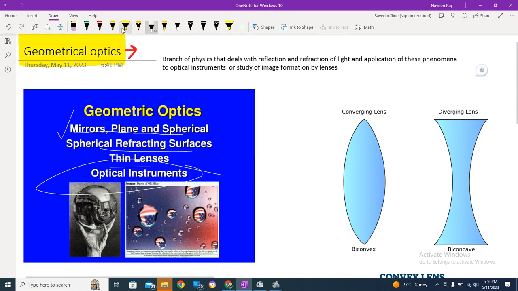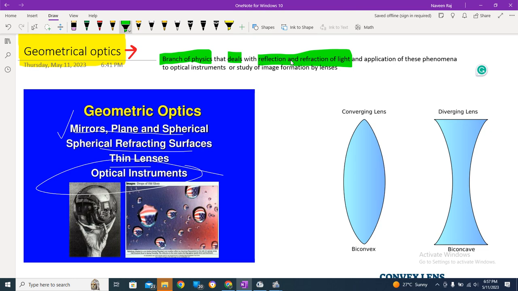So the basic term geometrical optics means, first of all, this is a branch of physics, and it deals with the reflection and refraction of light. Now stop till here. What if this statement is given in your exam, branch of physics that deals with the reflection and refraction of light is termed as, and there are different options like the nature of light, something else. Among that you may get confused, like shall I go for the nature of light or geometrical optics.